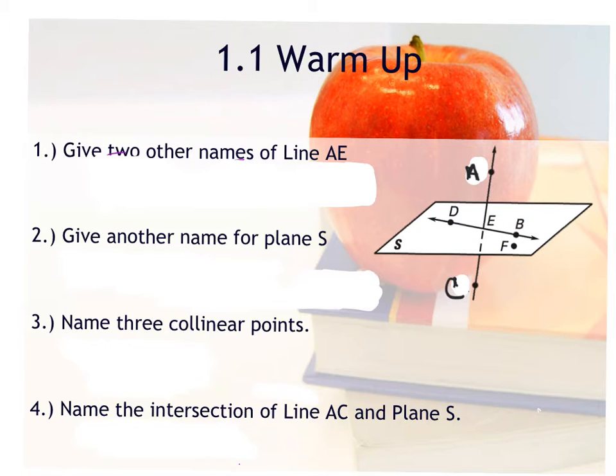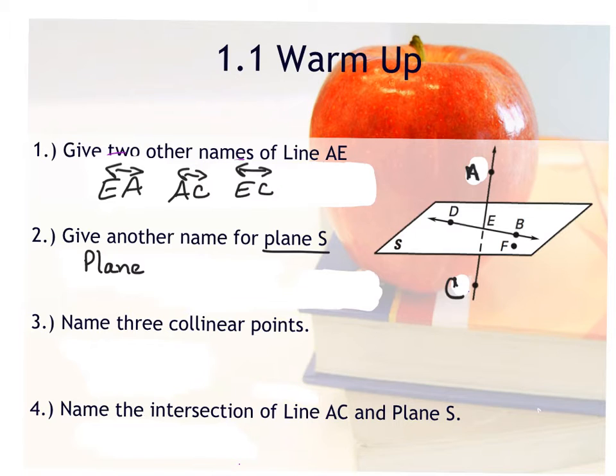So another name for line AE could be, we could just reverse the letters and call it EA. We can also call it AC because C goes beyond E, or even EC. That would cover it, because again, notice the arrow on top, the picture of the line, it continues in both directions forever. Another name for plane S, remember you can name a plane with 3 points that are non-collinear.